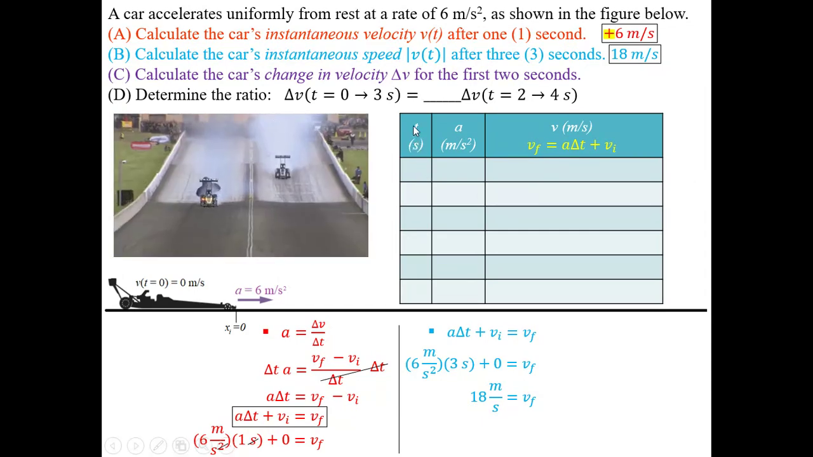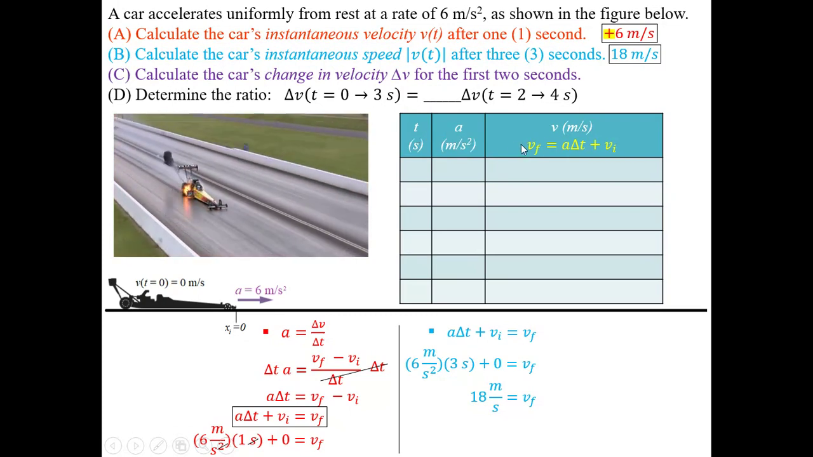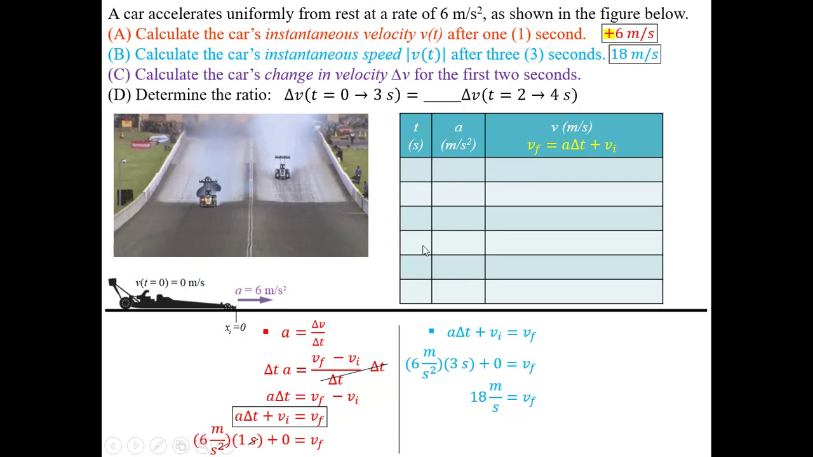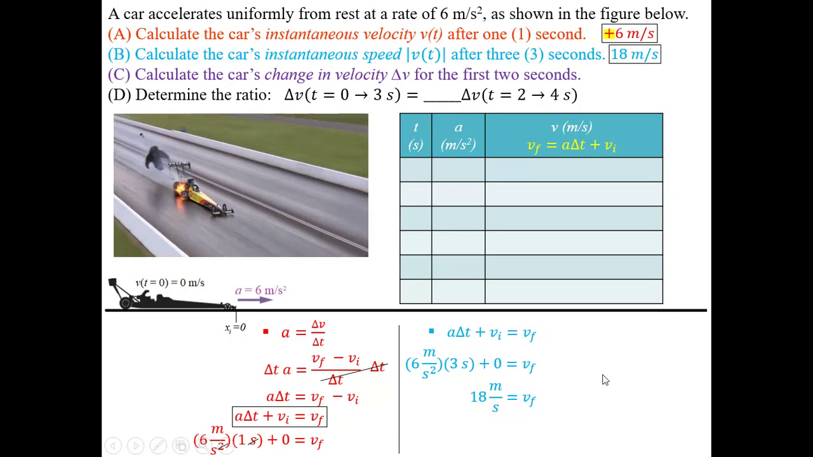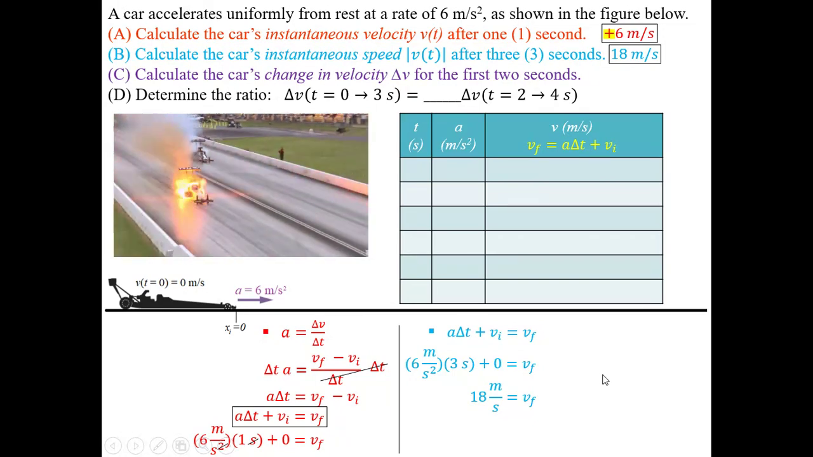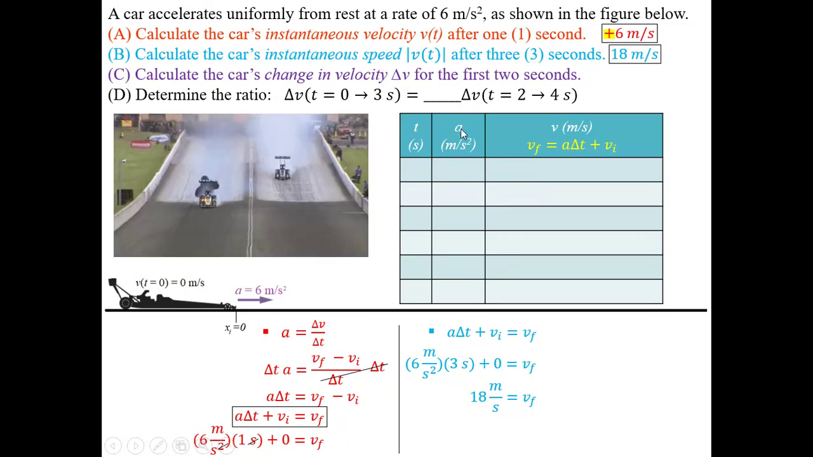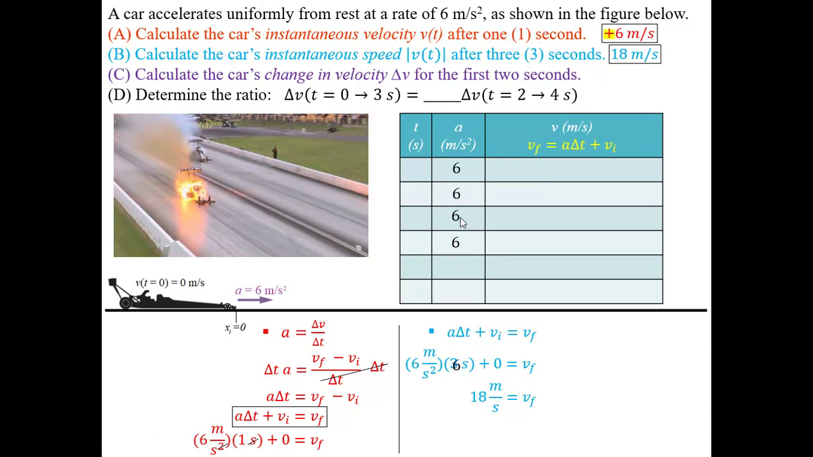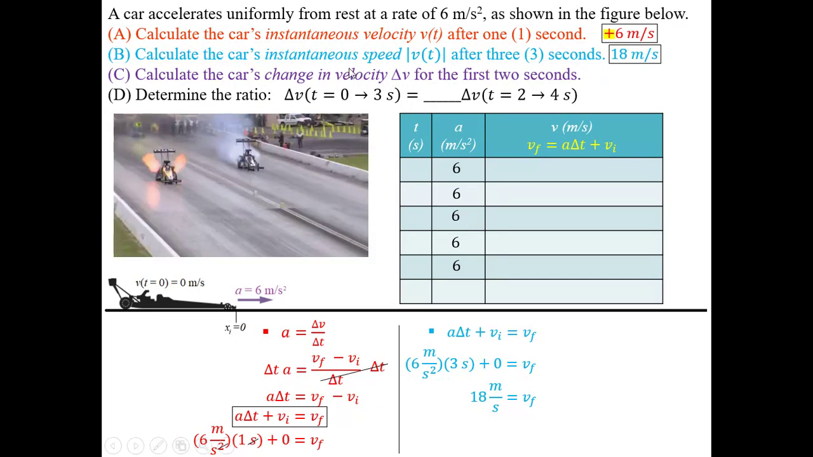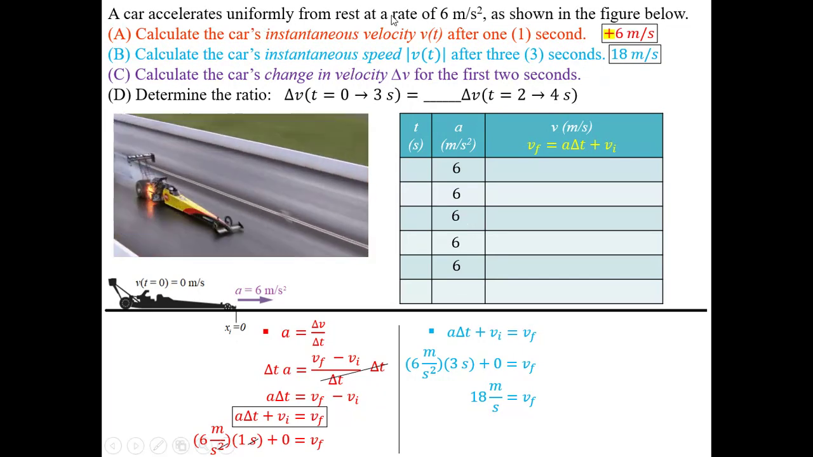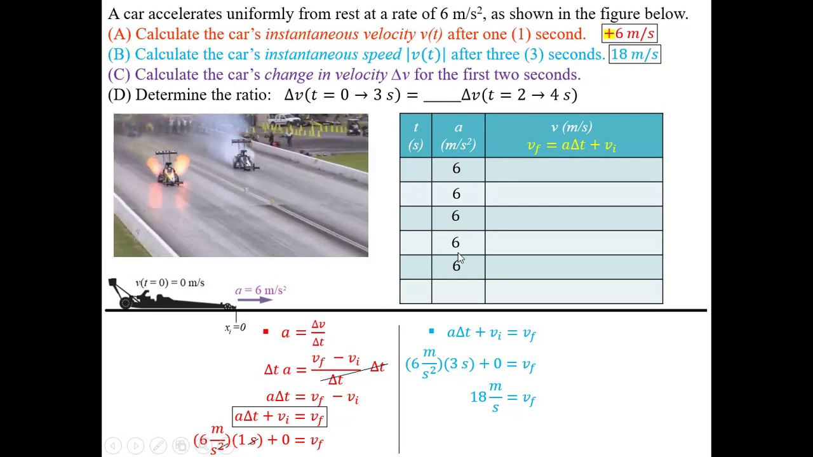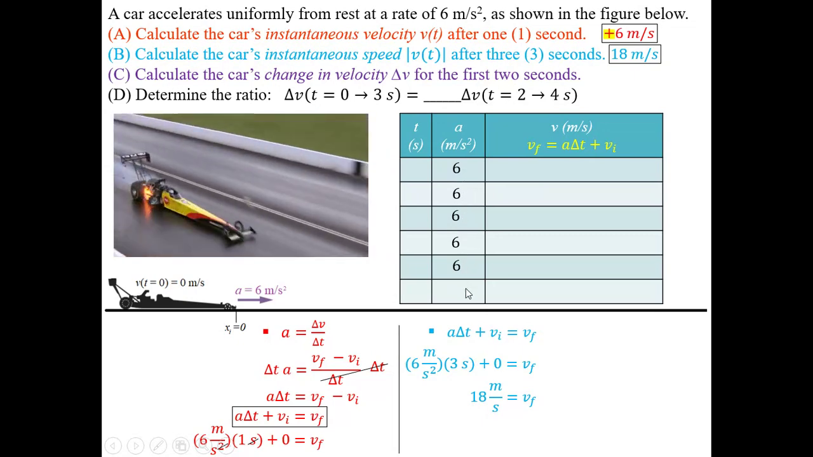So here, learn how to set up a T, A, and V chart, or you can do T, V, and A. It doesn't really matter the order. I just like to keep T on the left side because a lot of these problems reference time. So the easiest column to do for this particular problem is A. A is just 6 all the way down, right? Why? Because it accelerates uniformly at a rate of 6 meters per second squared. Uniformly suggests that the value doesn't change, so it would be 6 all the way down.